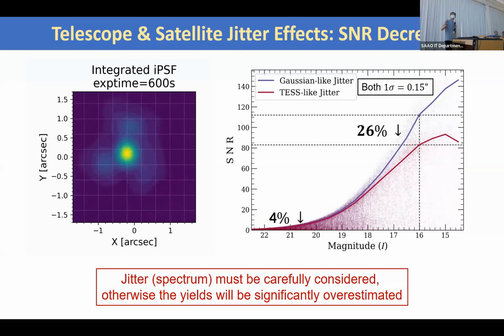So for the bright stars, it is more than 20% noisier. And also because we construct the PSF using these bright stars, it also affects these faint stars. So the conclusion is that the jitter must be carefully considered, otherwise our output would be significantly overestimated. So finally, we basically set this value as our highest acceptable value.